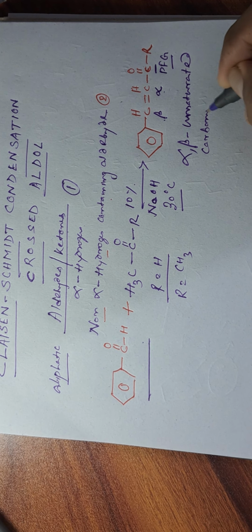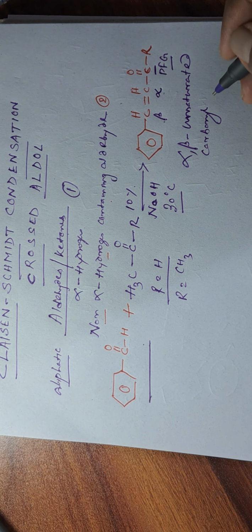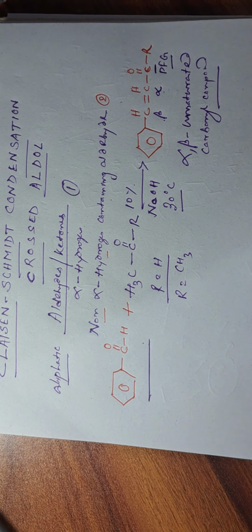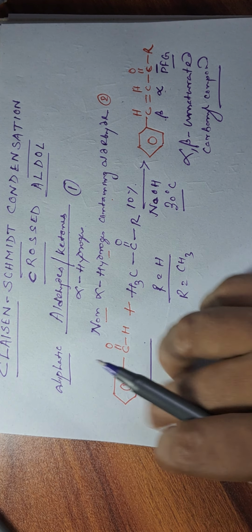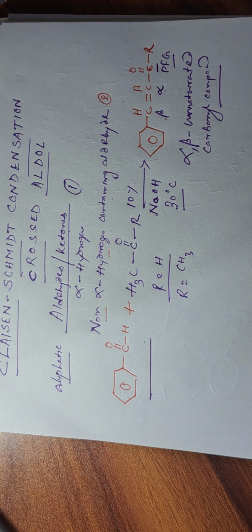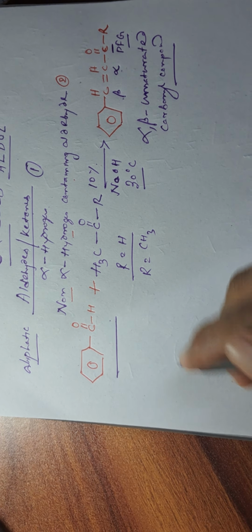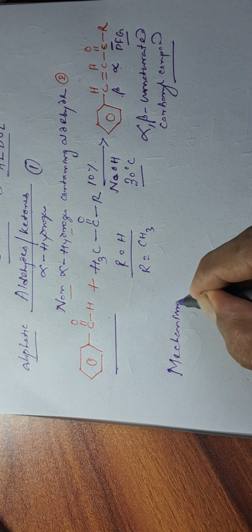So alpha beta unsaturated carbonyl compounds. It can be an aldehyde, it can be a ketone, right? Depending on the starting material which we have opted. Fine. Carbonyl compound. Chalo. So this is all about the general reaction of Claisen-Schmidt condensation, right? Now let's move on to the reaction mechanism.